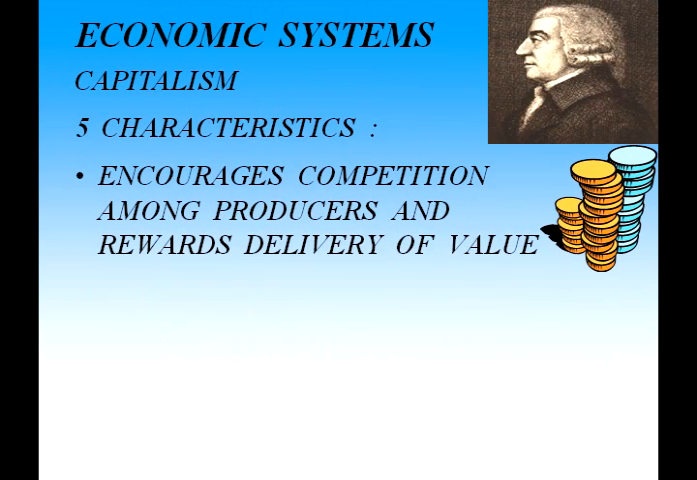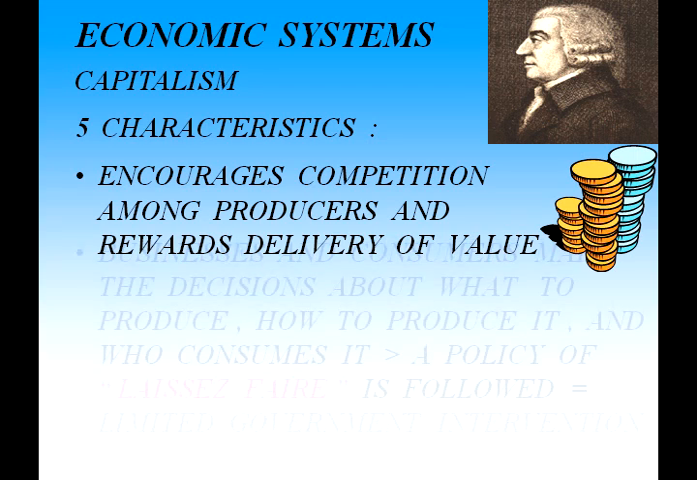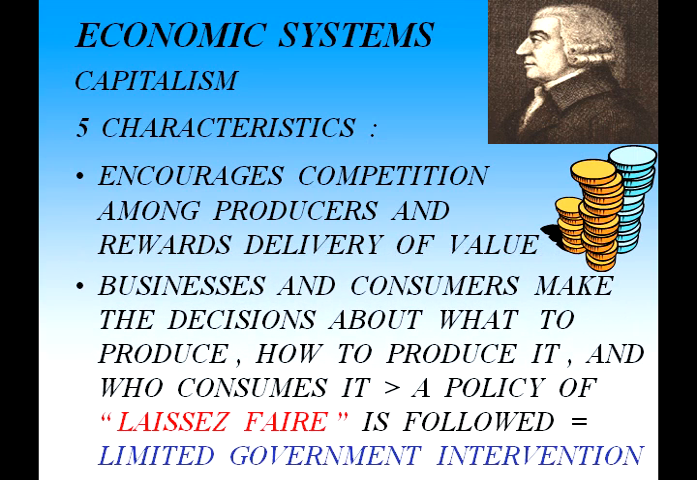A fourth characteristic of the capitalist system is that it encourages competition among producers, and it will reward the producers for delivery of value in what they produce. We'll look closer at the concept of what value means in Chapter 5 coming up. The fifth characteristic of the capitalist system is that businesses and consumers collectively make the decisions about what to produce for the society, how to produce it, and who gets to consume it.